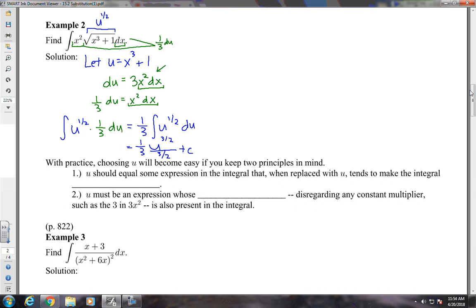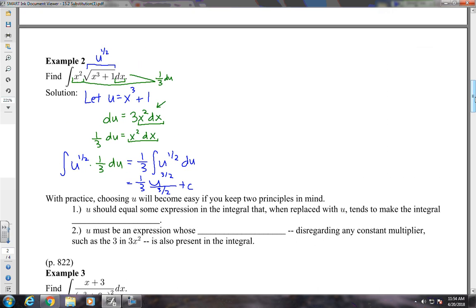We better clean that up a little bit, make it a little more readable. Got a lot of fractions there. So we have 1/3 divided by 3/2. That's the same thing as 1/3 times the reciprocal, 2/3, u to the 3/2 plus c. And we can clean that up even further by multiplying those fractions, and we've found the antiderivative. The only problem is the original was written in terms of x. This guy is in terms of u.